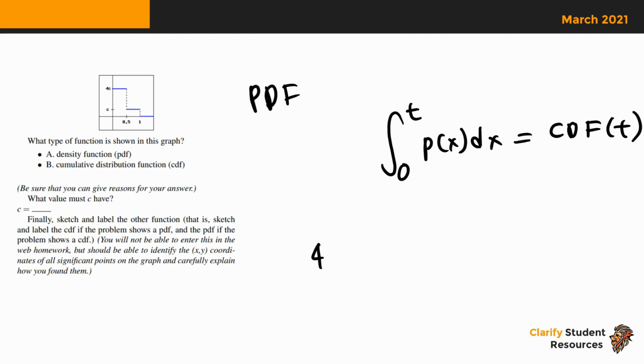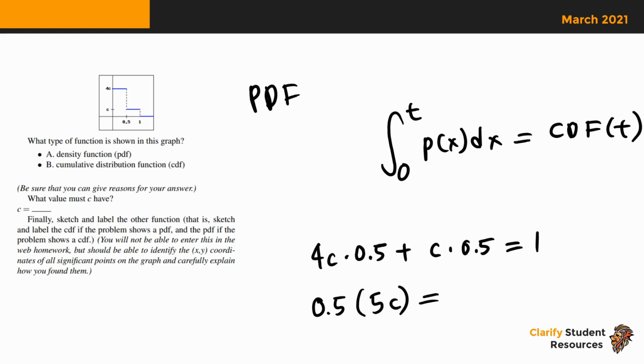So we see that 4c times 0.5 plus c times 0.5 is basically going to equal 1. So we'll factor out the 0.5, and then we basically get 4c plus c, which is 5c. So we get c is equal to 2 over 5.